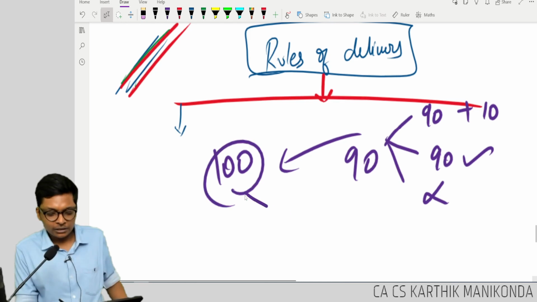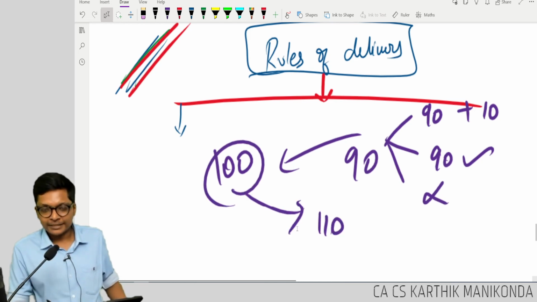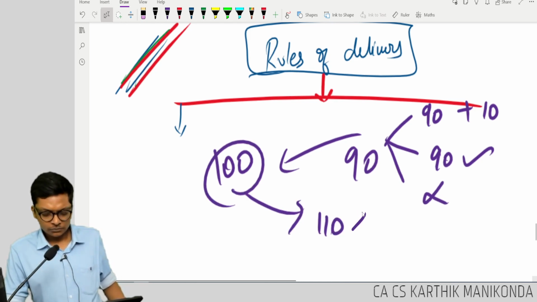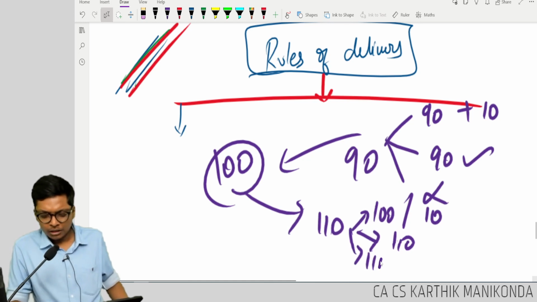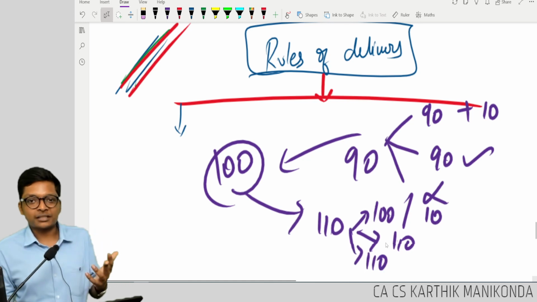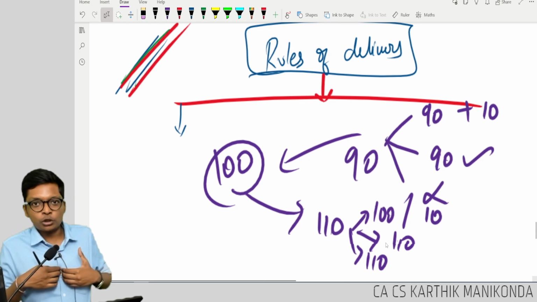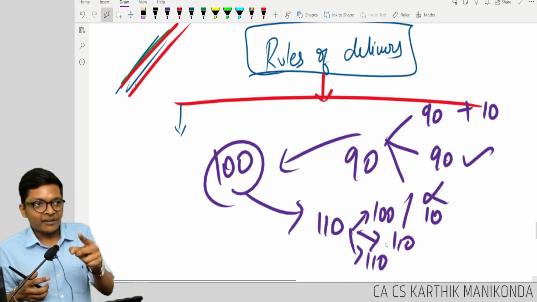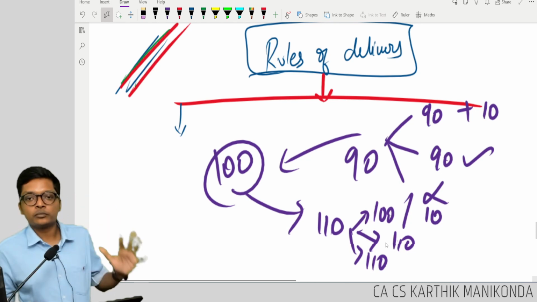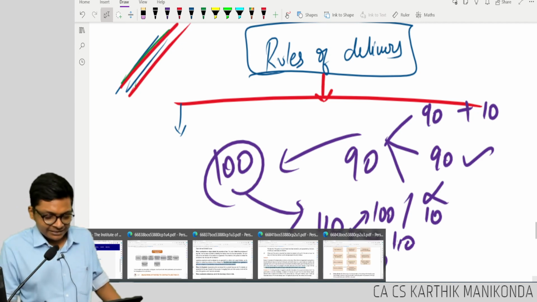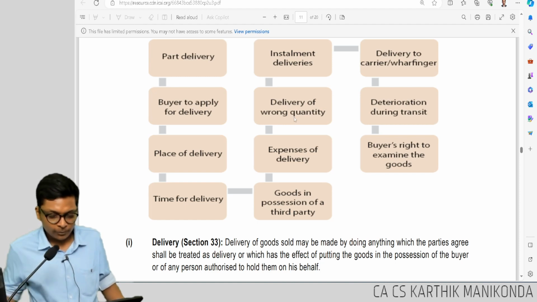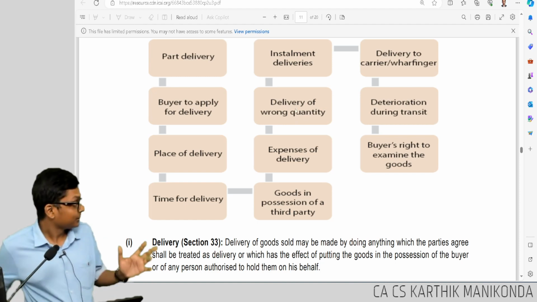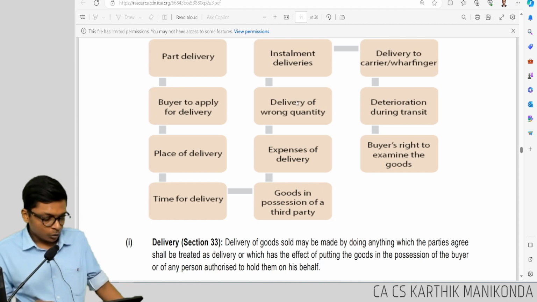I asked for 100, they sent 110. What you can do? Accept 100 and reject the rest, or accept all 110, or reject all. That's all your choice. You return 10, but you have the right to. I asked for 100, why did you give 110? Reject everything, that also I can do. Are you following, guys? This is delivery of wrong quantity. The center one, delivery of wrong quantity.